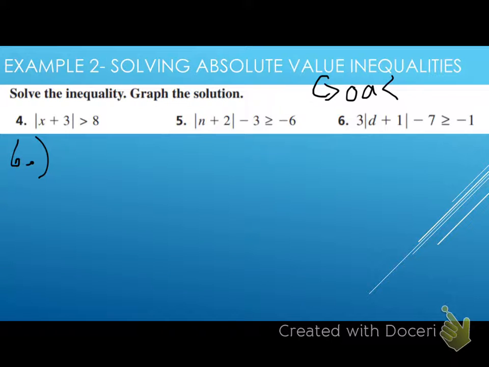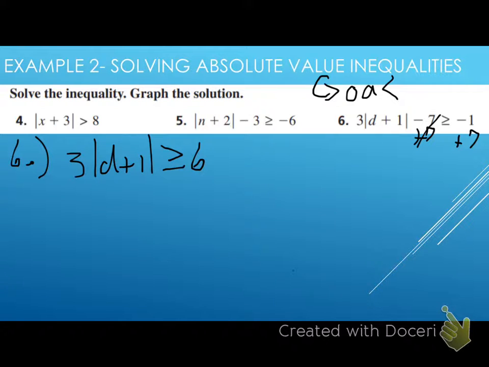What would be my first step to get it by itself? Distribute 3. Add 7 to both sides. I cannot distribute through an absolute value. I've had some other people say that, but I cannot distribute through an absolute value. Negative 1 plus 7 is 6. Does my inequality symbol stay the same or flip? Stays the same. Everyone okay with that step?